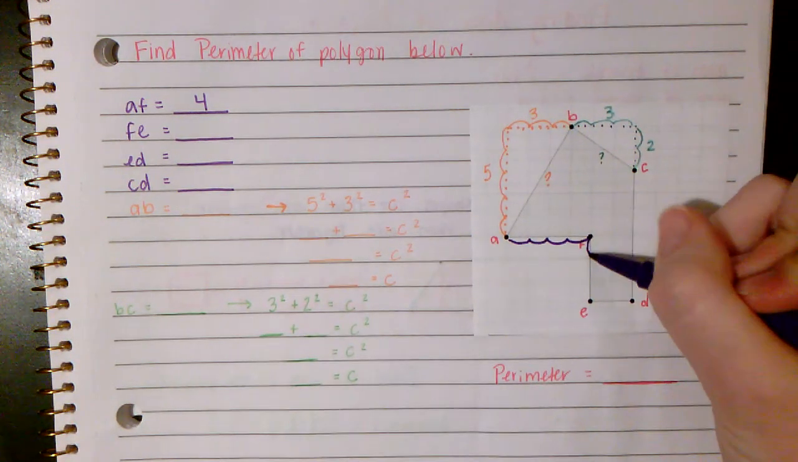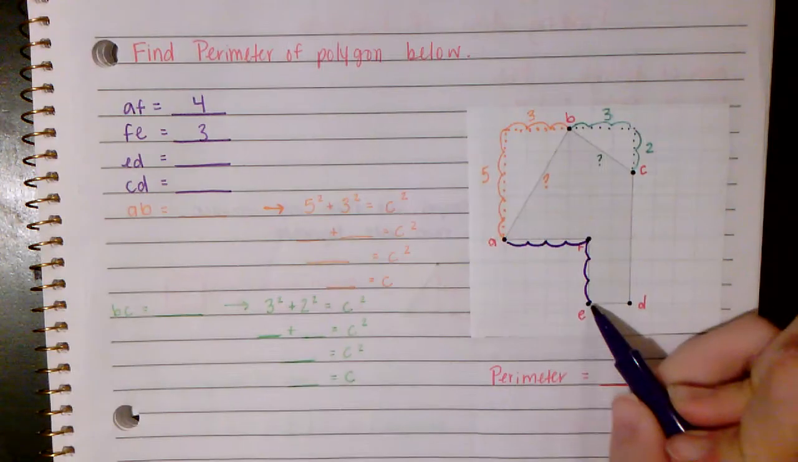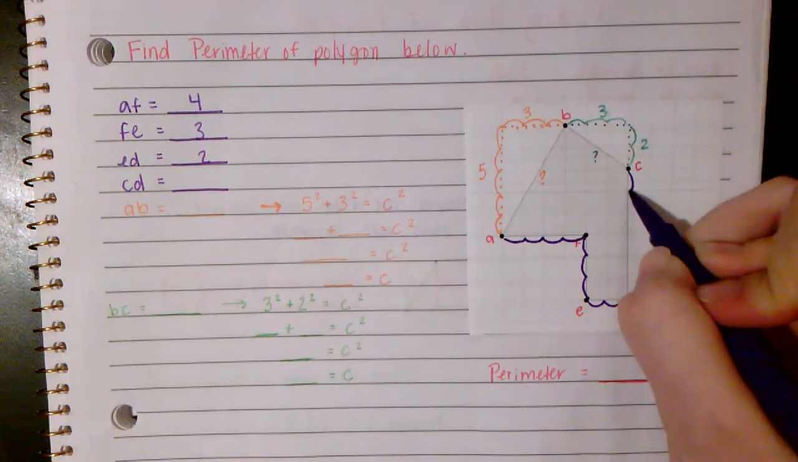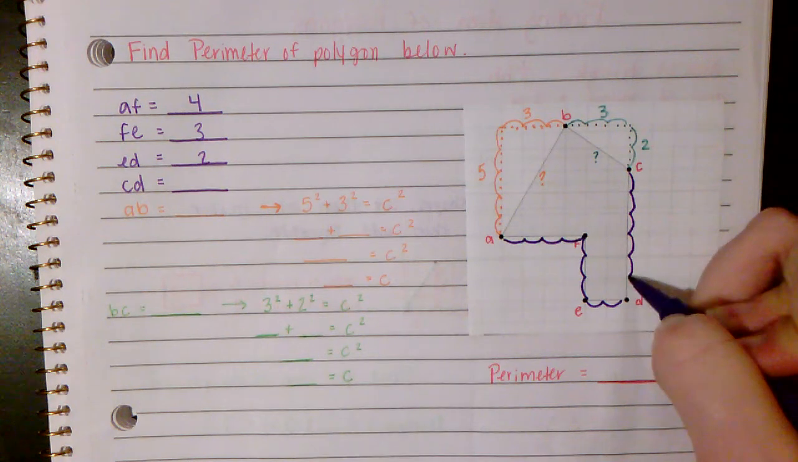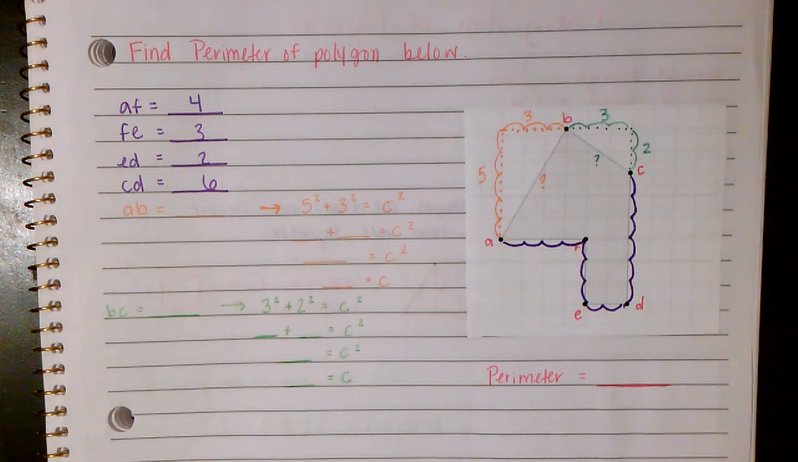FE is 1, 2, 3 units long. ED is 2, 1, 2. And CD is 1, 2, 3, 4, 5, 6. So those are super simple to figure out.